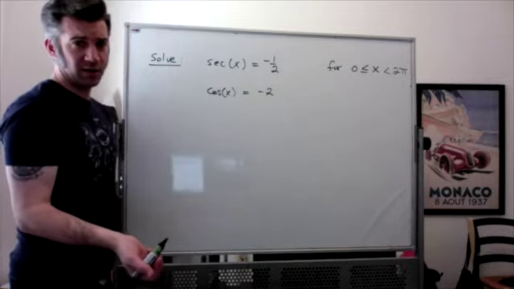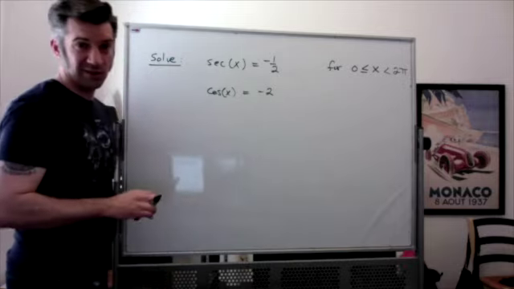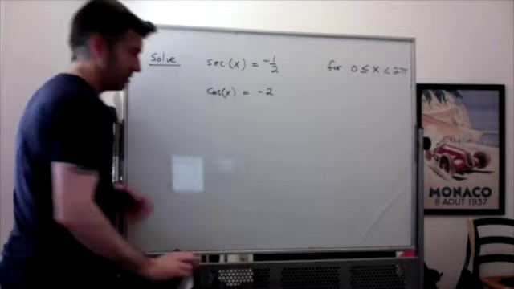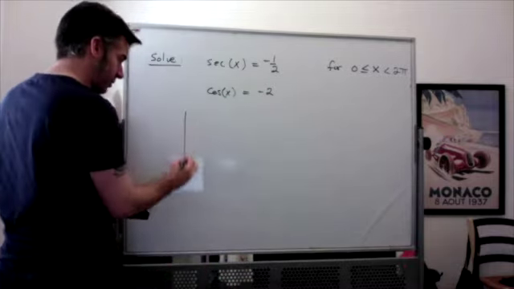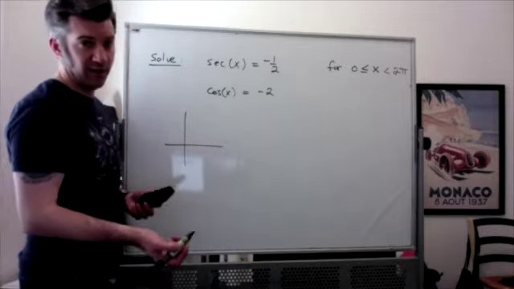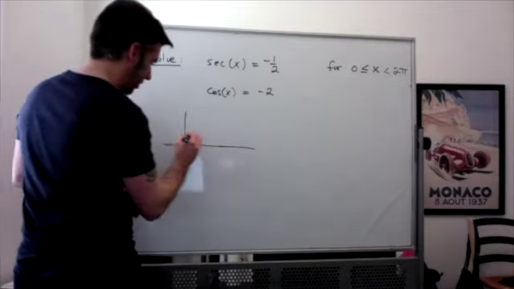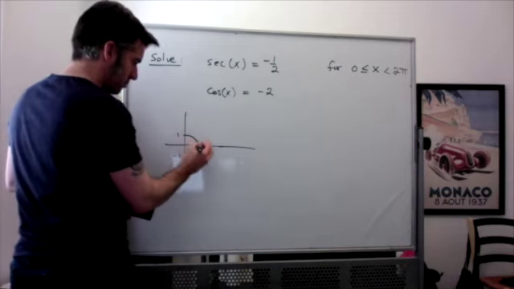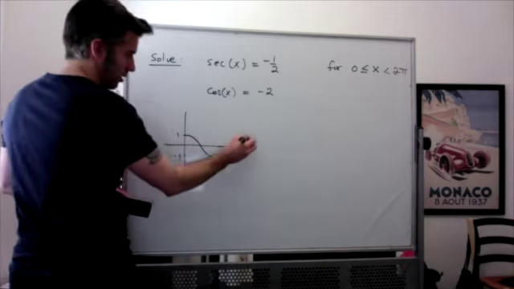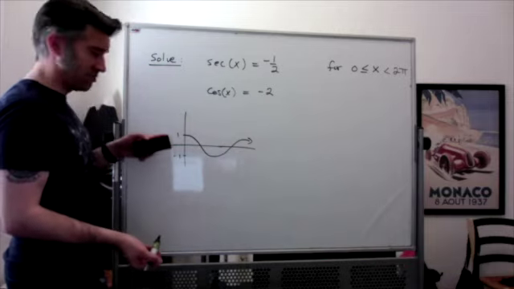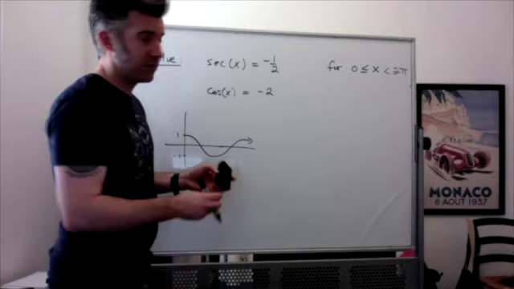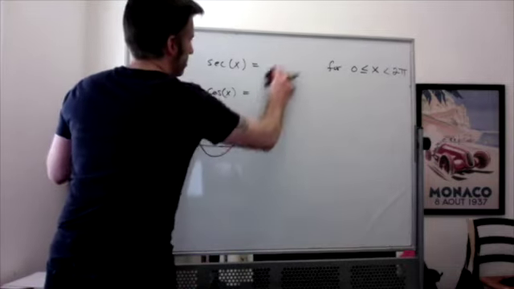I wrote my equation wrong. So this equation has no solutions. Sorry about that. If you remember the graph of cosine of x, this is a very common fact people use a lot. Cosine of x does this kind of deal, and so on. Cosine of x is always between -1 and 1. So cosine of x couldn't equal -2. And I wrote the problem wrong.